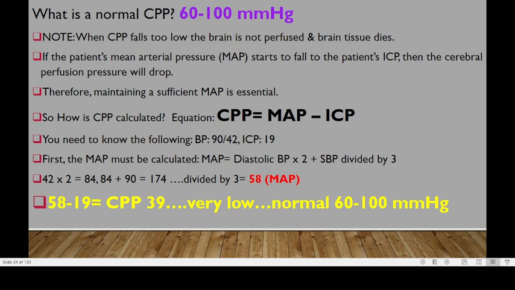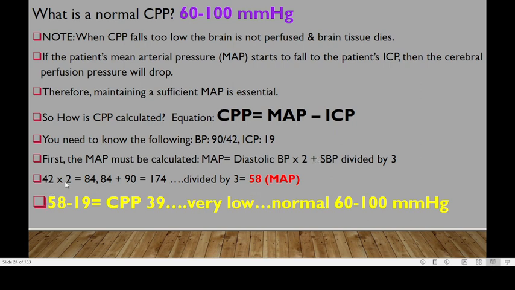So for example, if a patient has a BP of 90/42 and ICP 19, what will be the cerebral perfusion pressure? First of all, we calculate MAP. We take twice the diastolic, so it is 2 times 42, plus 90, then divide everything by 3.